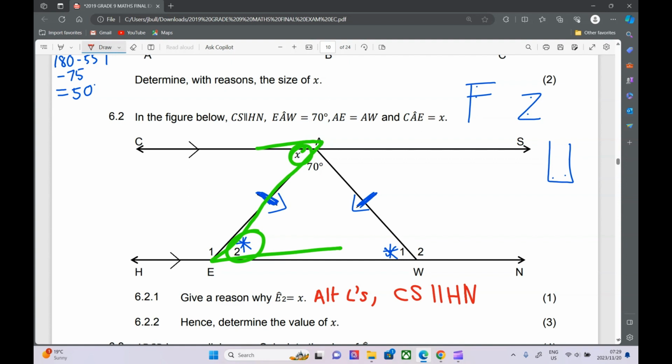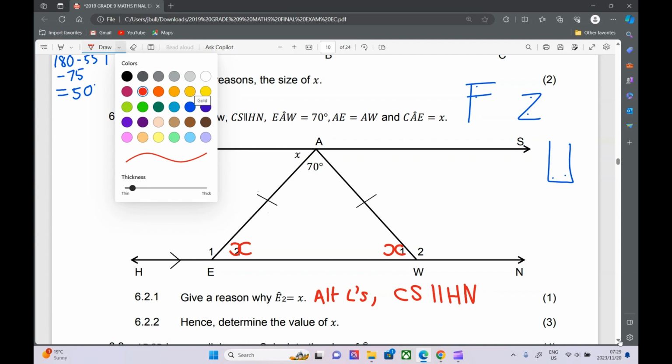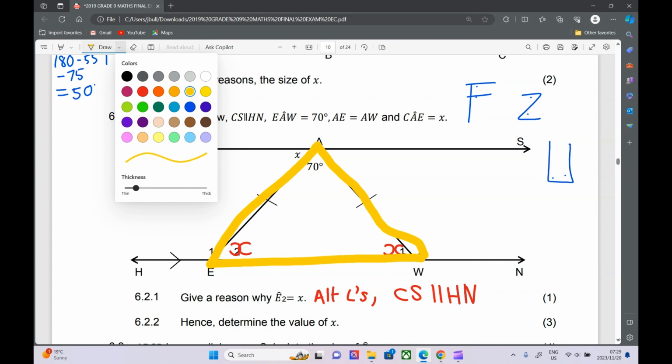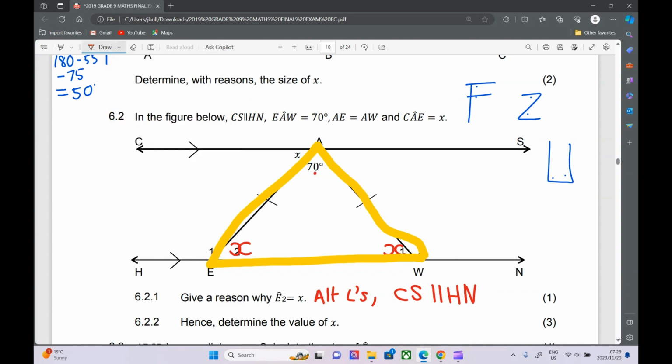Next up, determine the value of X. Okay, so what we have now worked out is that E2 is X, but we said that W1 is the same as E2, so that one's also X. Now they want us to work out the value of X. What I would be doing is looking in this triangle. Okay, we know with triangles that triangles always add up to 180 degrees. So that would be what I would be using because we have 70 degrees and we've got two x's. So we can work that out actually pretty easily.